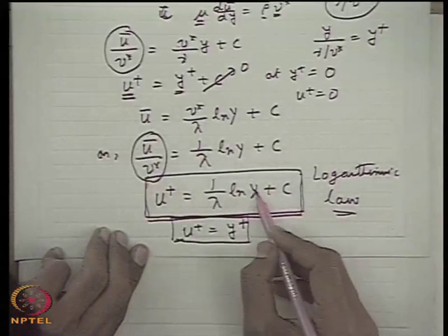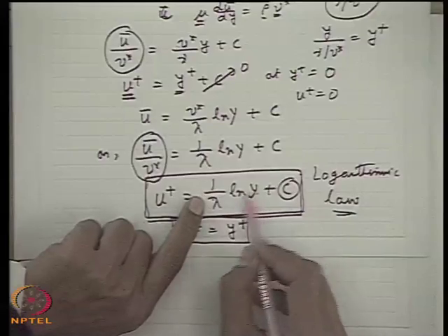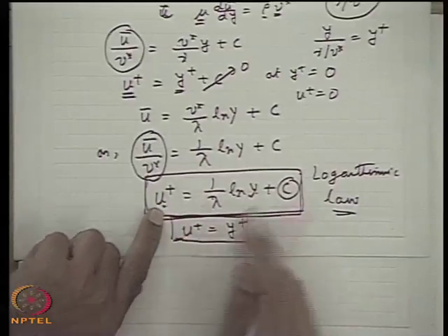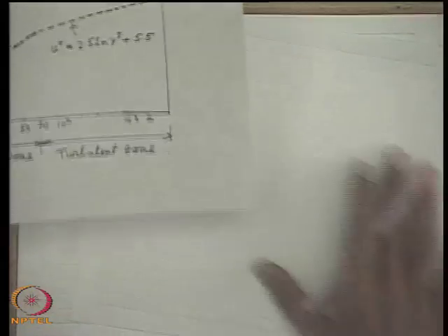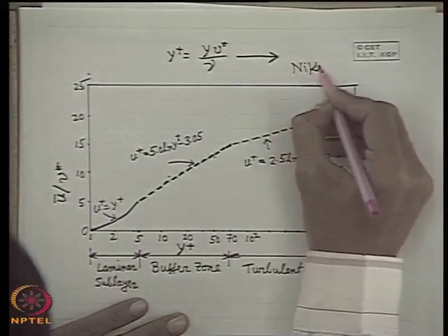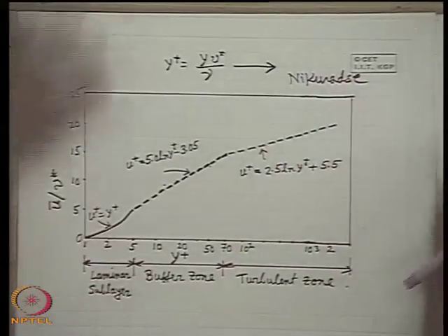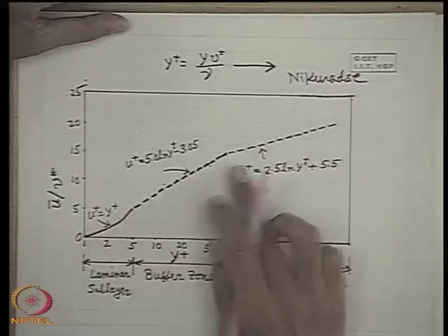So from the experiments we can find out the values of this constant to adjust with this ln term, because this is dimensionless. Finally the results come, which was the contribution of the scientist known as Nikuradse, who made a major contribution to it. Now, if you see, this is the thing.